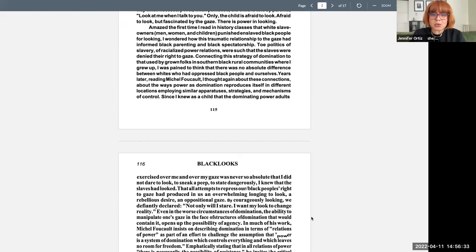So let's scroll back to what she says over here. At the bottom of that paragraph, she says, I thought again about these connections, about the ways power as domination reproduces itself in different locations. So an example, if we're thinking about Dreaming in Cuban, the Cuban Revolution, the way that it's been depicted has been that it was a win, a country fighting for independence from colonialism. And in other ways, the Cuban Revolution has been depicted as something dangerous, as Cuba for a long time suffered from the embargo, the leaders have been depicted as traitors or as dangerous, and the list goes on and on.